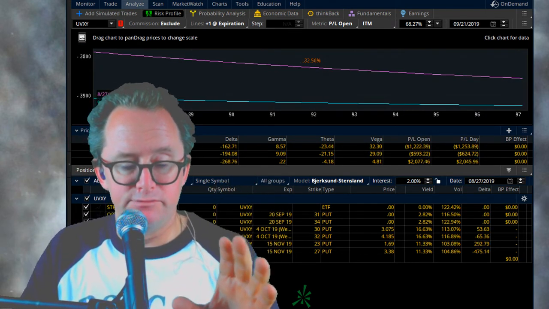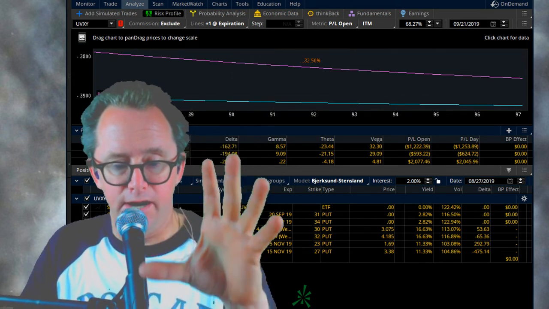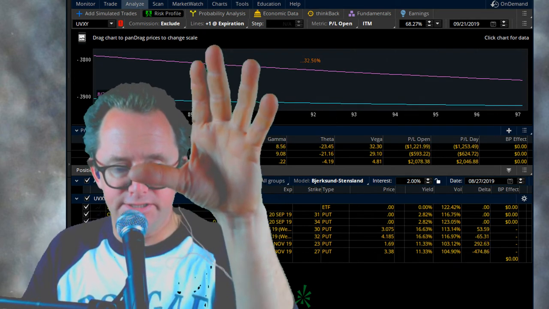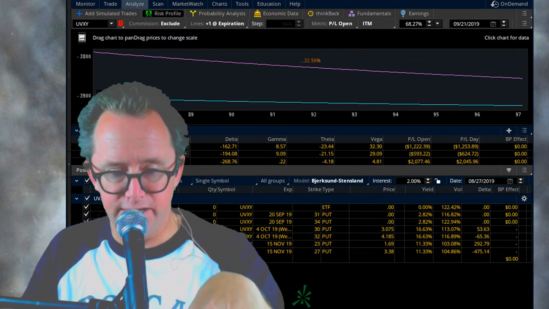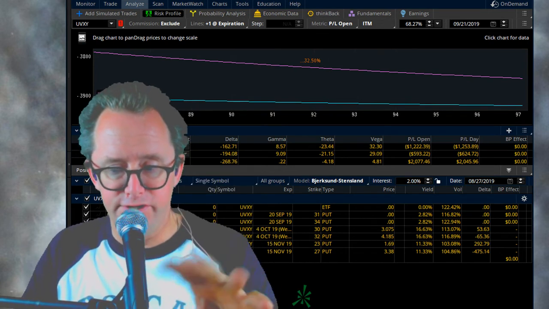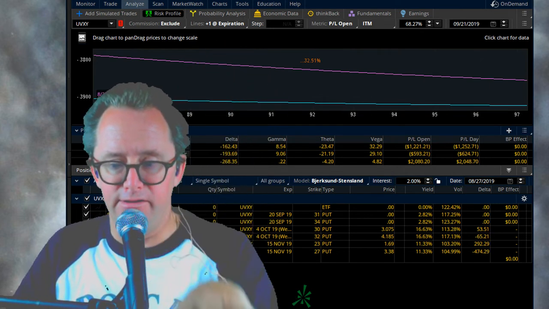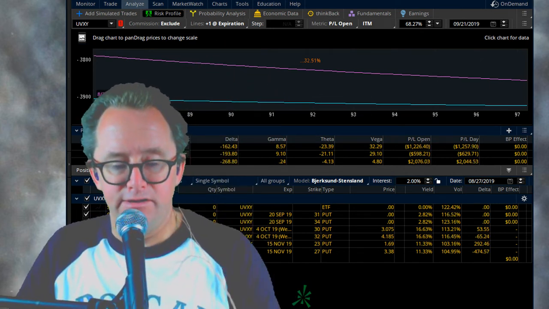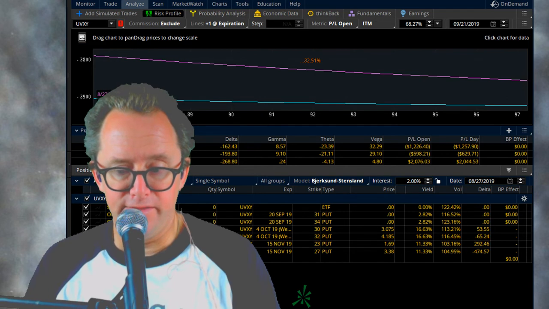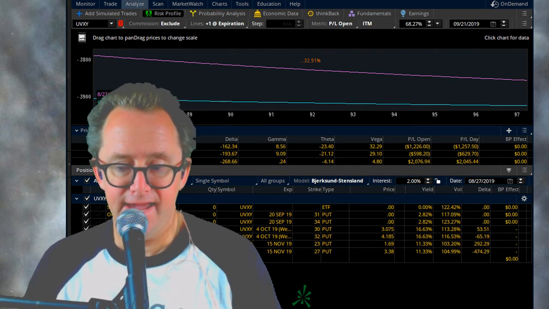So if one day UVXY goes up and they have to buy a little extra, and the next day it goes down and they have to sell a little extra to keep the right proportion of leverage, then you're basically buying high and then selling it back out a little bit lower. That is sort of a negative scalp, and that causes decay over time.